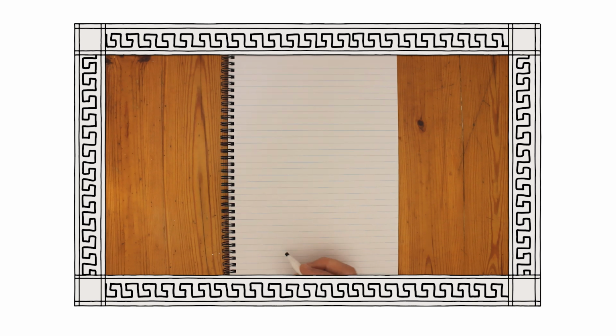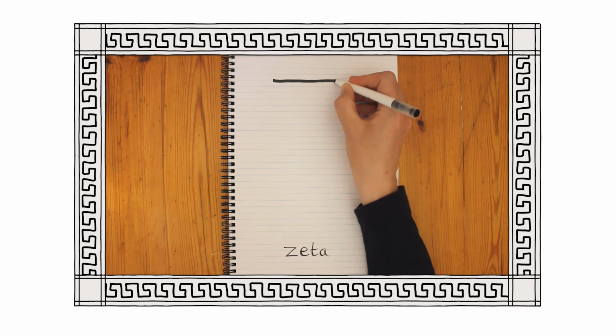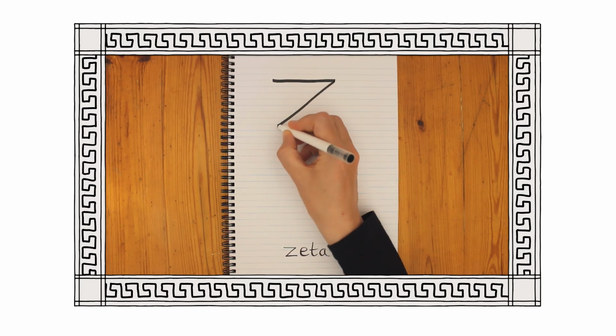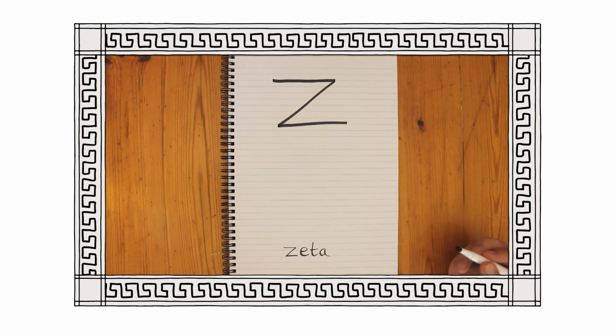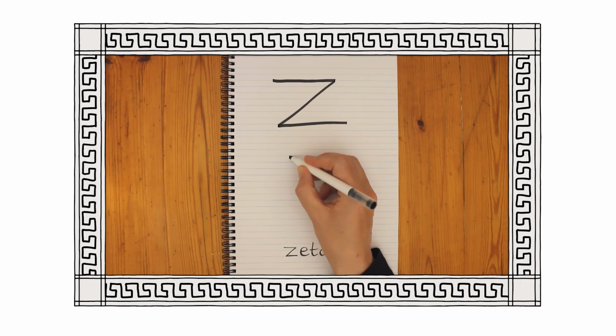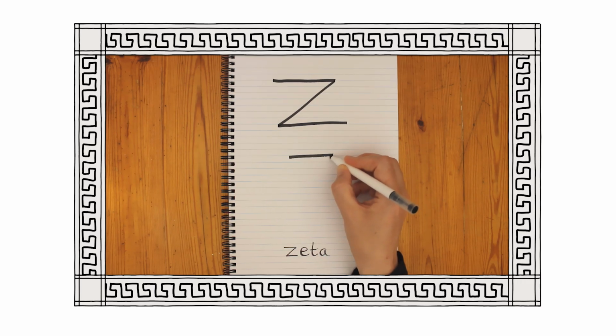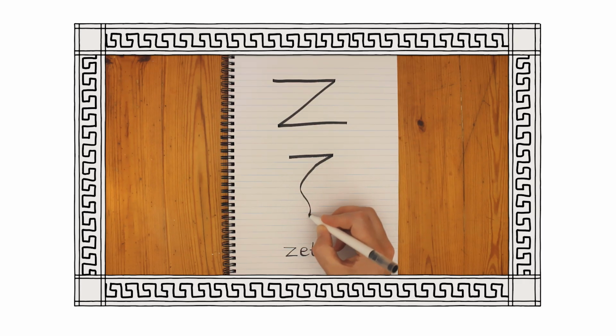Next up, zeta, like Z, for a Z sound. The uppercase form will be familiar. Top left, horizontal line towards top right, a diagonal down towards bottom left, horizontal towards bottom right. The lowercase form is a little different. Start top left, move towards top right, then drop curving down towards bottom left, then across towards bottom right and down in a tail, like a Z but curvier.